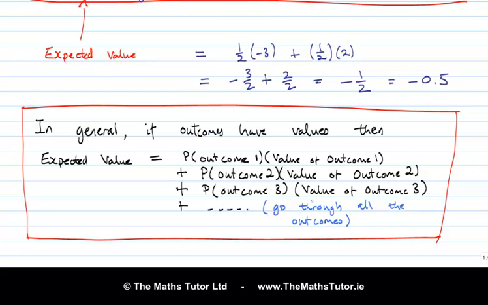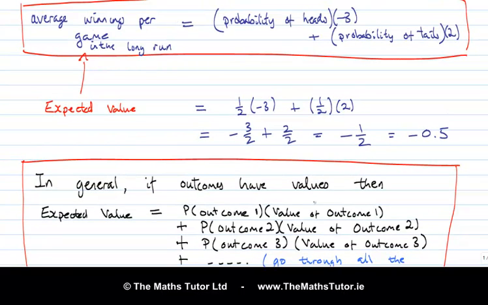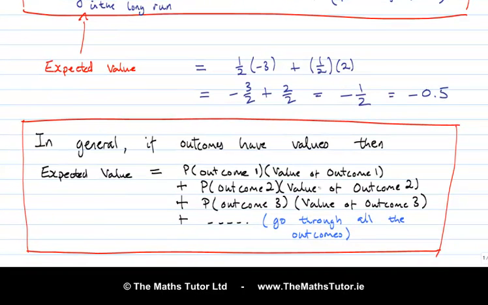And if you look back at our example, that's what we've done here. You see, the average winnings per game was the probability of the first outcome, which was heads, times the value, which was minus 3, plus the probability of tails times its value, which was 2. So this was just a special case of the expected value calculation. So this formula here looks complicated, but in later lessons we'll do some examples and we'll see that in practice it's not that hard to use.